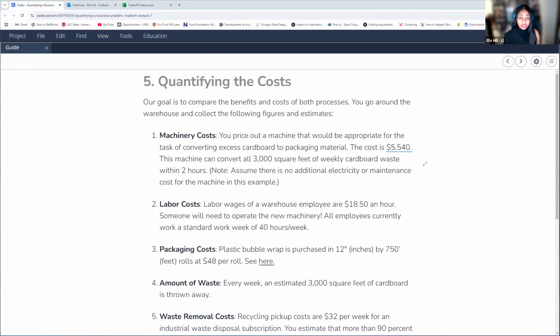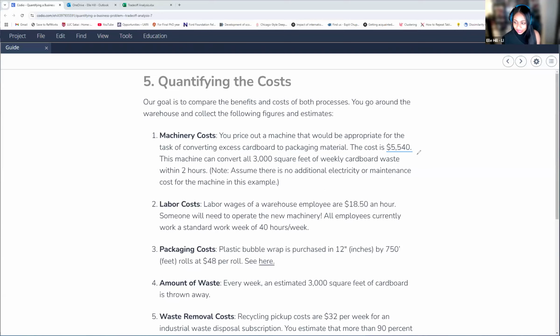So this is why we need to do our trade-off analysis. We have to see, is it going to be worth it to invest in this machine, or are we better off just throwing away our cardboard boxes and not using them for anything, and buying bubble wrap instead? That is what we're trying to see right now.